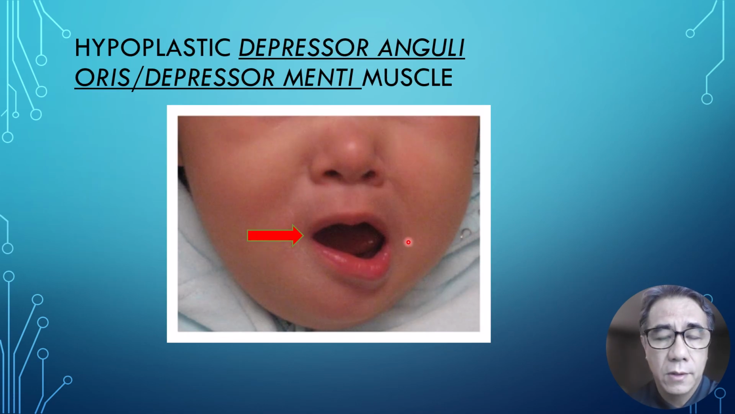So when a patient cries, normally the corner of the mouth will curve downward. In hypoplastic depressor anguli oris or depressor menti muscle, the affected muscle will not allow that corner of the mouth to curl downward. So the impression is this might be the abnormal side, but the fact is this is the abnormal side.